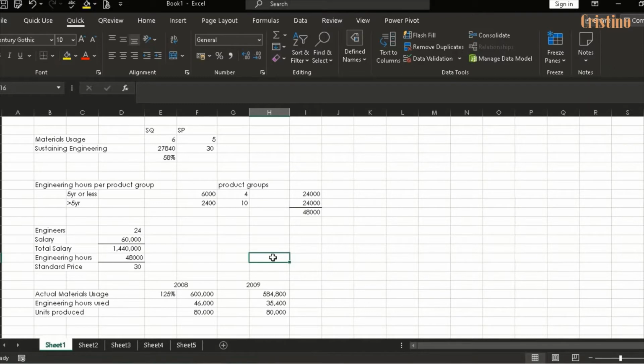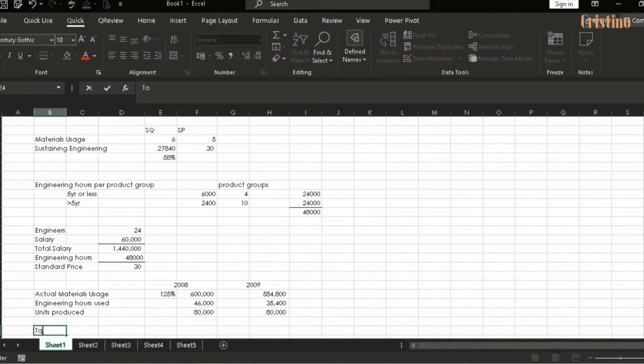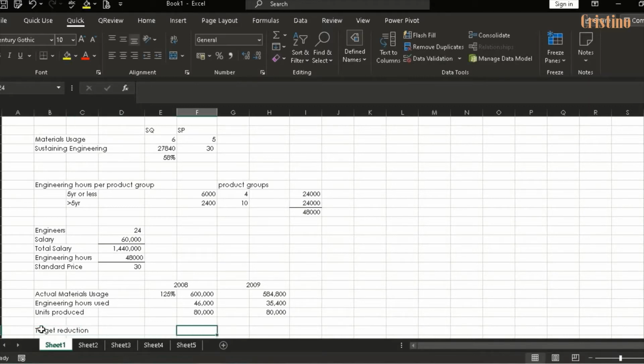The rest of the given data are engineering hours of 46,000 and units produced of 80,000. For 2009, materials usage of 584,800, engineering hours of 35,400, and total number of units produced of 80,000. As mentioned in the problem, the target reduction as a result of the implementation of the Kaizen standard is 40%.